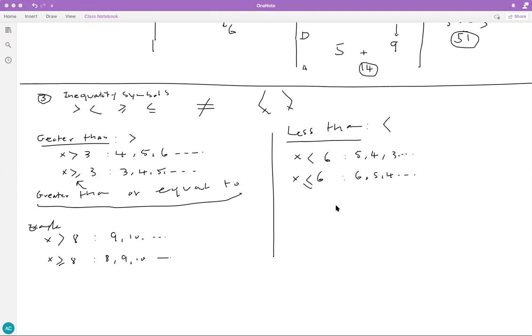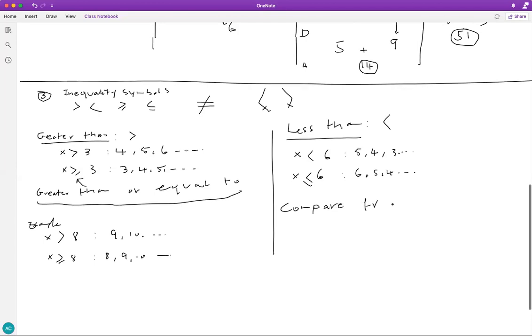Okay, what else? So now we see comparing. Let's see how to compare fractions. Fractions usually, for example, 1 over 5 compared to 3 over 10.